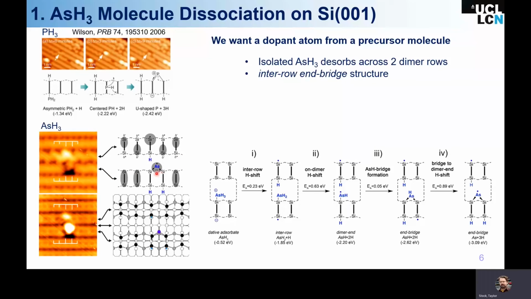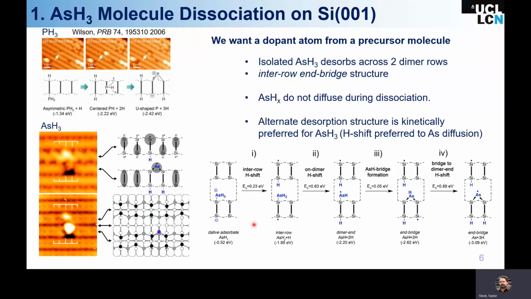That is, the arsenic is bonded across 2 dimer ends, and the hydrogens are dropped off on the immediate sites, both within the immediate dimer row and the neighboring dimer row. So this preferred structure can be explained by the following dissociation pathway. It turns out this is a kinetically preferred reaction for the arsine. And the difference is that the activation barriers for diffusion of the AsHx moieties is much higher than for the PHx.